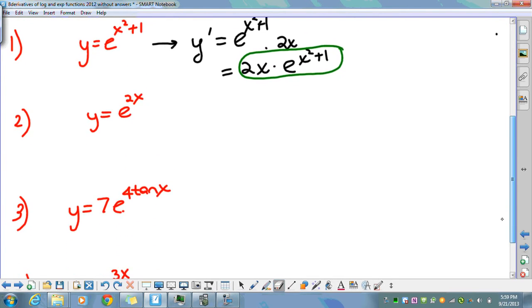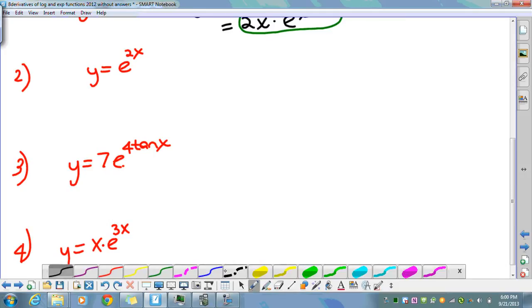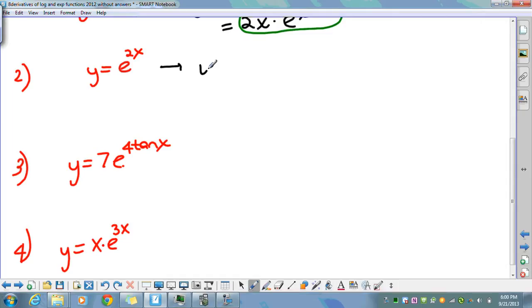Okay, moving along to the next few examples. Say y equals e to the 2x. What will be the derivative there? dy dx, or y prime, equals e to the same power times the derivative of the power. In other words, the answer is 2 times e to the 2x.